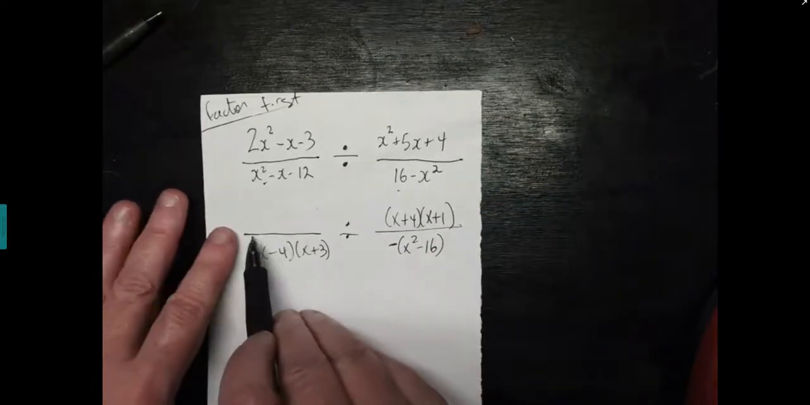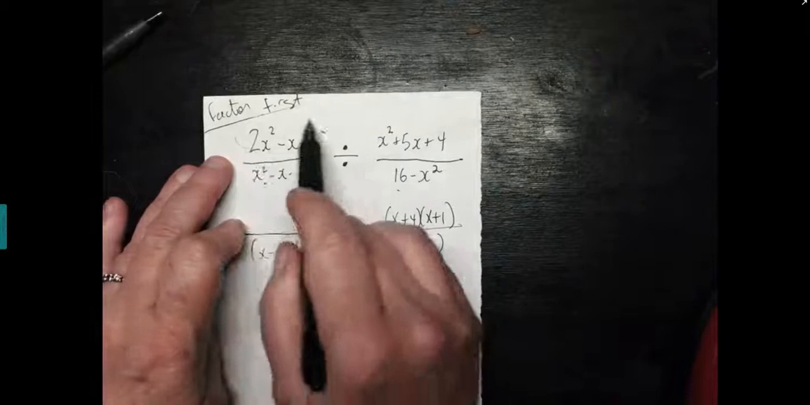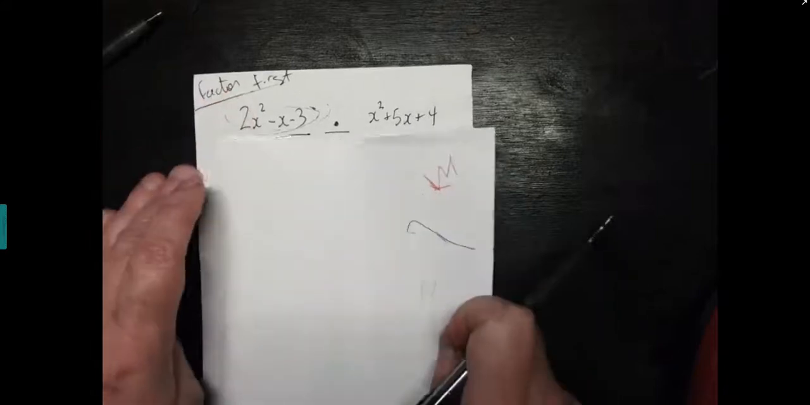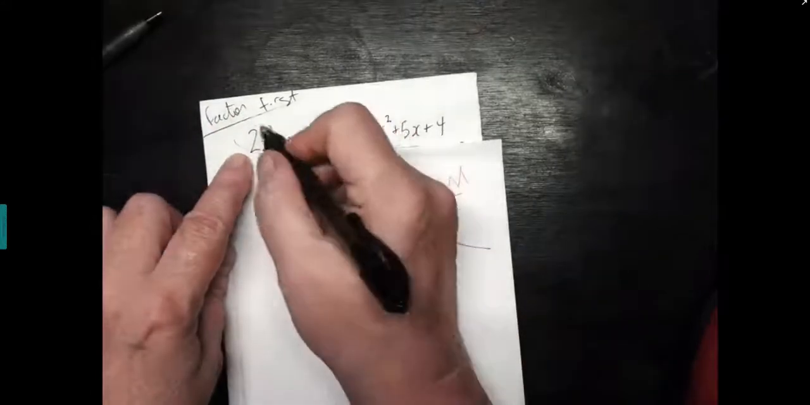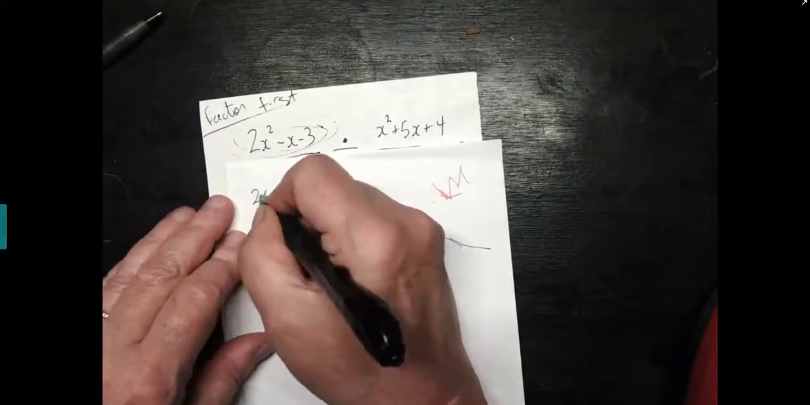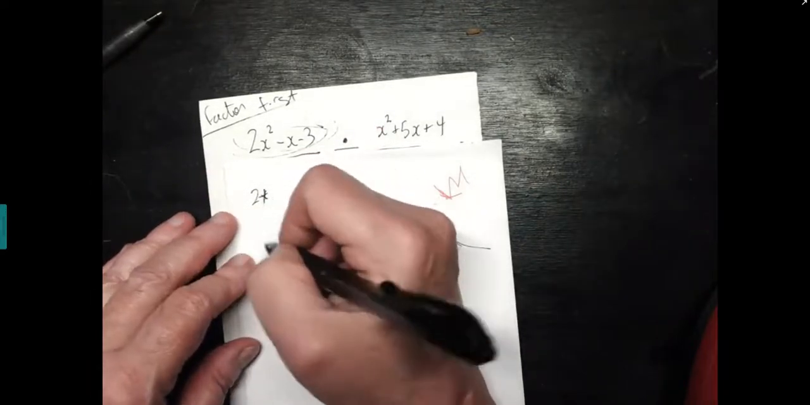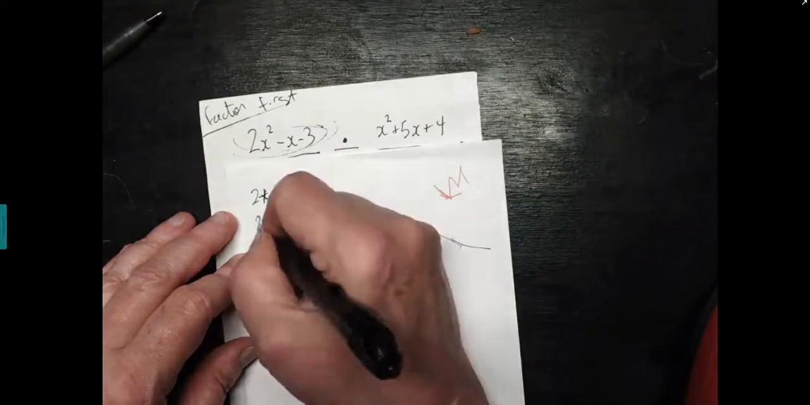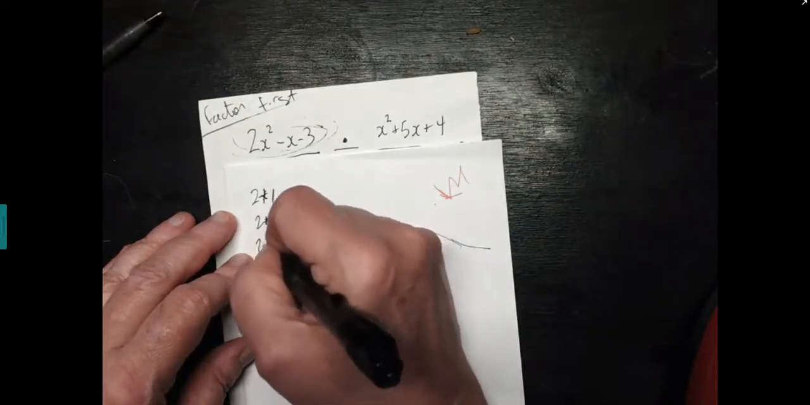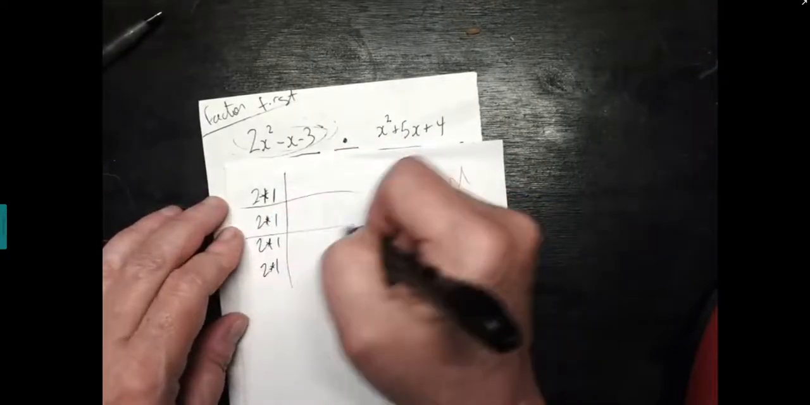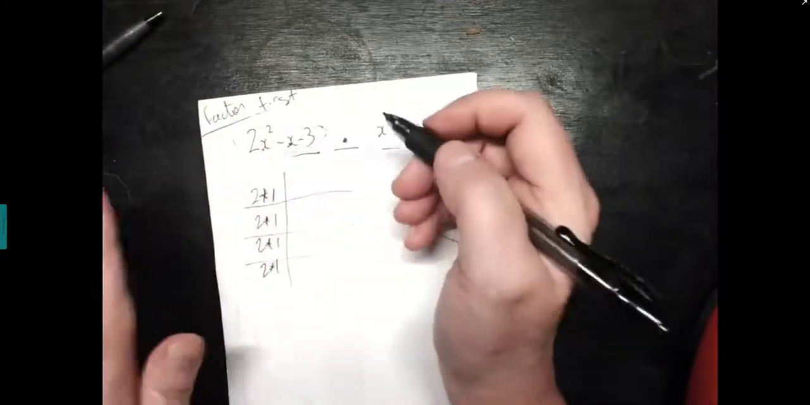Okay, and now here, I am going to have to try, because I can't use the trick on that one. Well, what are the factors of 2? I could have 2 and 1, or 1 times 2. Just do it like that. All right, but what about the factors for negative 3?